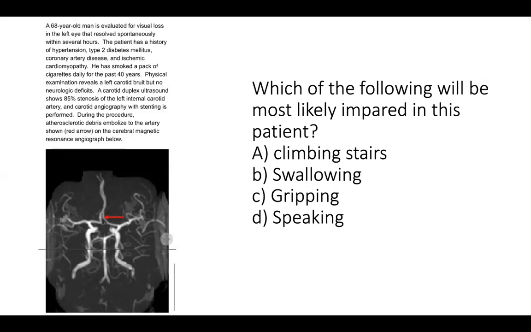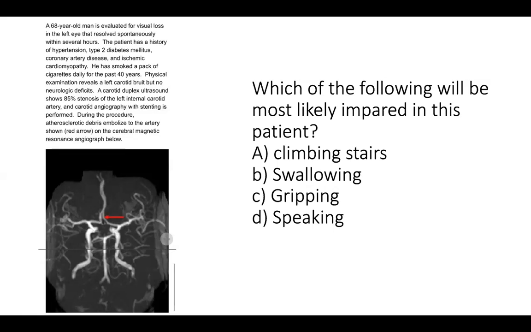Think in relation to the homunculus. Remember the motor homunculus we spoke of? Okay, someone said A, climbing stairs. Thank you. Yes, excellent. So it will be a lower limb deficit that will lead to a problem in climbing stairs.